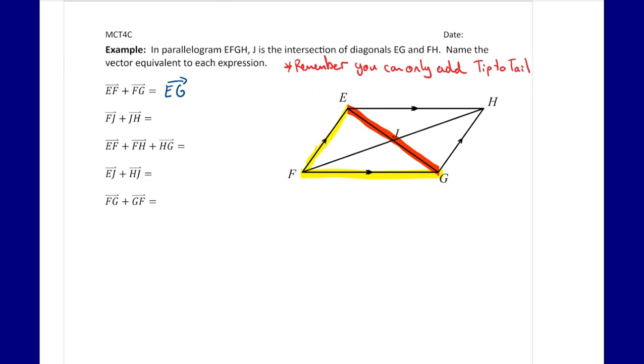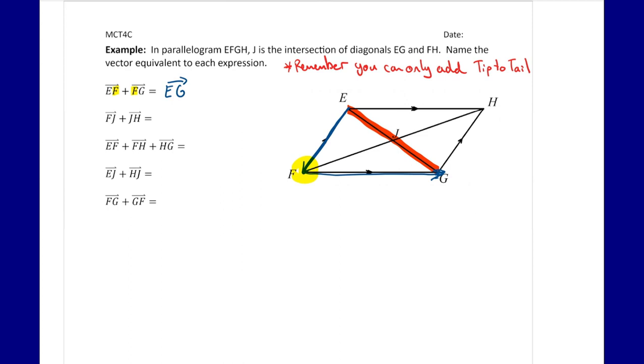Right, so when you're adding vectors, you can only add tip to tail. What you should really be looking for when we're adding vectors, something like the first one here, is that the two middle letters should be the same. That's how you know that you've added tip to tail. So EF, I'm just going to go back and do it again. EF, if I'm going in this direction, E to F, there's my tip, F to G, my tip's over here, so my tail's here. So this is a tip to tail right here.